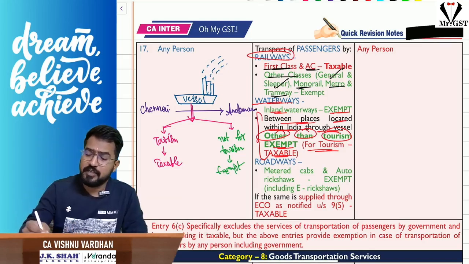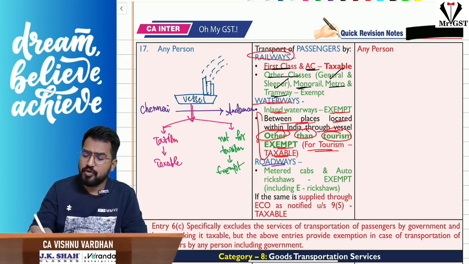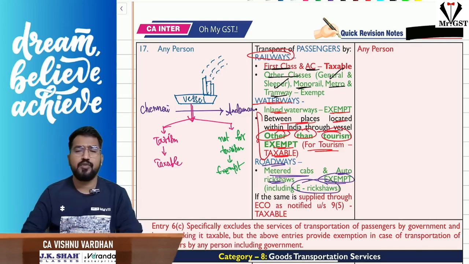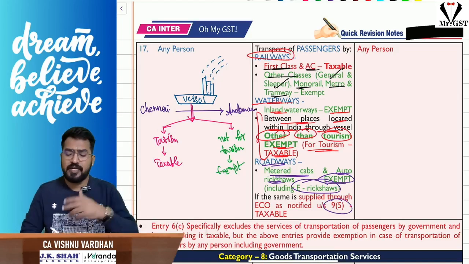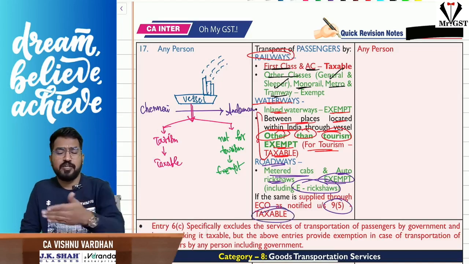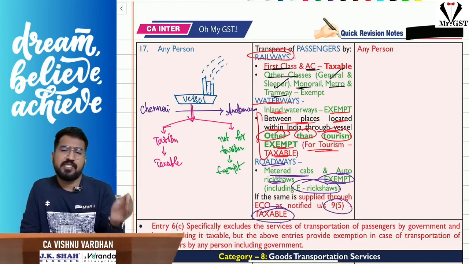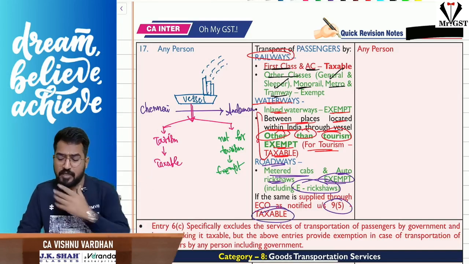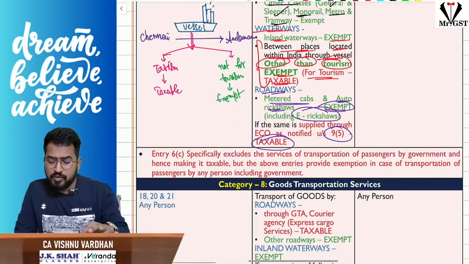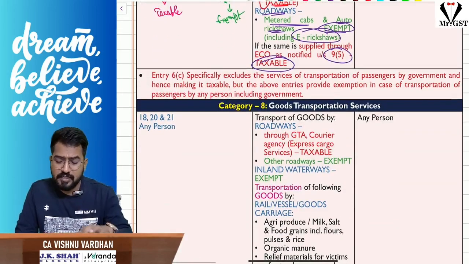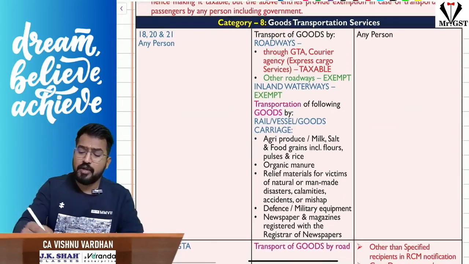The same way, sir, if you go through roadways, metered cabs and auto rickshaws are exempt, including e-rickshaws, but if the same is provided through a section 9(5) e-commerce operator, then it will be taxable. Just now I showed you in the notes, normal auto is exempt, but Ola auto is taxable. Clear? Metered cabs also, all that stuff. Shall we proceed? So that is with respect to passenger transportation service. Let us move on to goods transportation service.